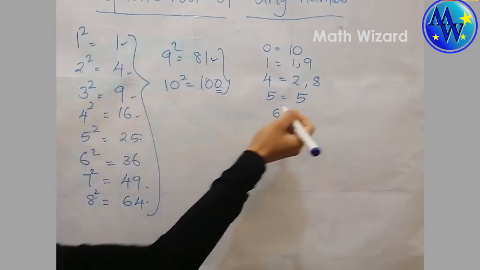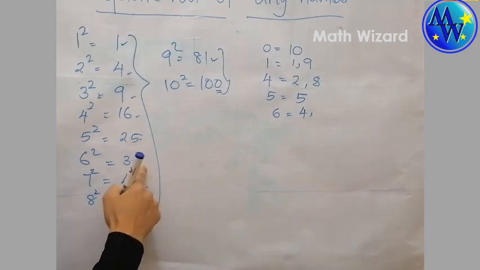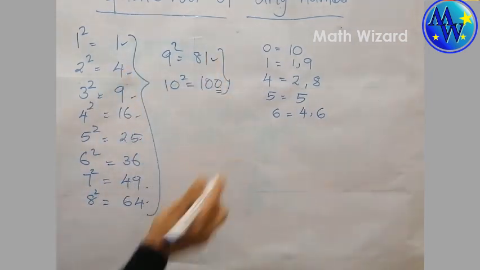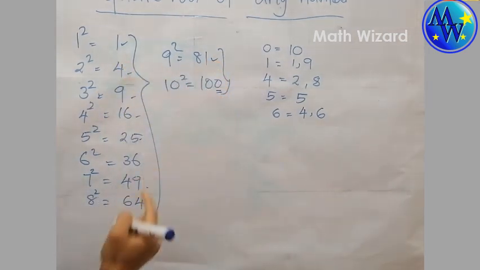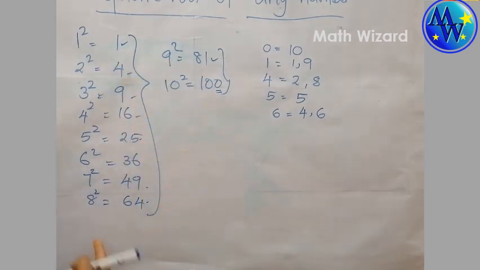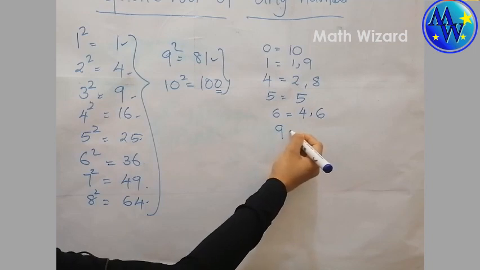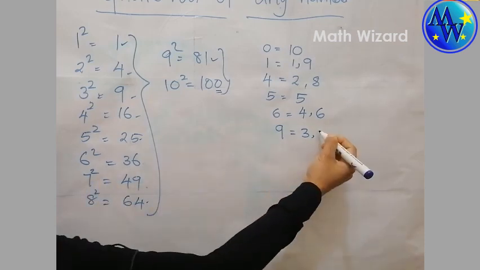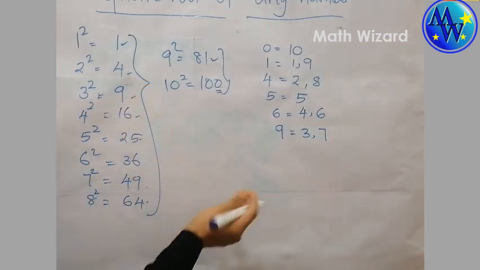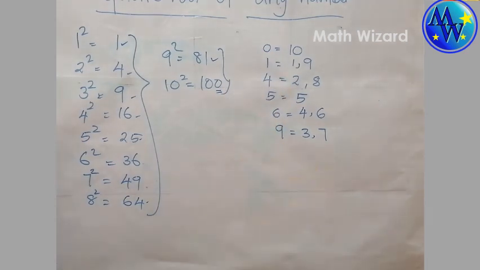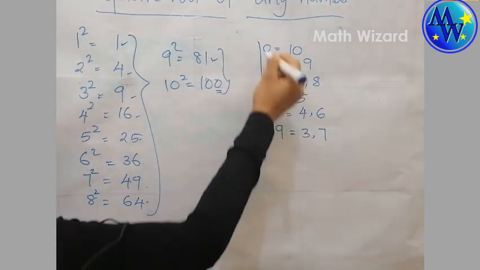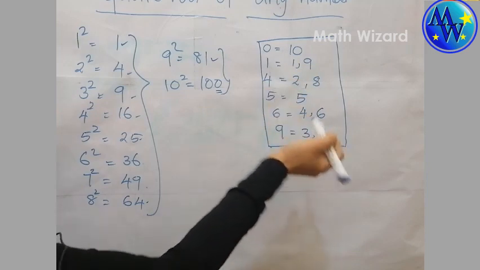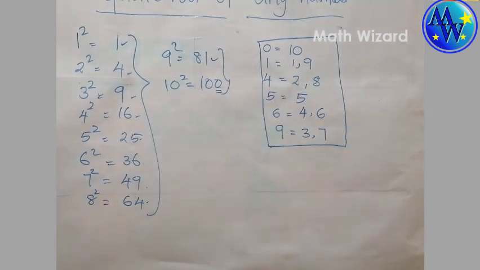Then 6. What are the squares that end with 6? One is here, 16, so 4 square. Then 36, so 6 square. 4 and 6 end with 6. 7. There is no square ending with 7. Then 8. There is no square ending with 8, right? Okay. 9. Squares ending with 9 are 3 square and 7 square. Then 0 to 10, it's done. Okay, so just remember this. Make it in a box. And this table you always remember. This will help you to find the square root easily.